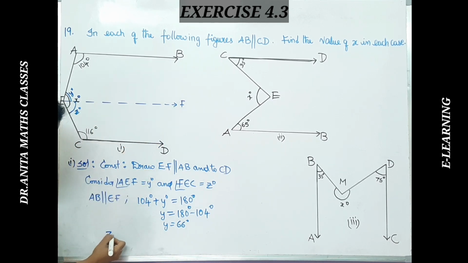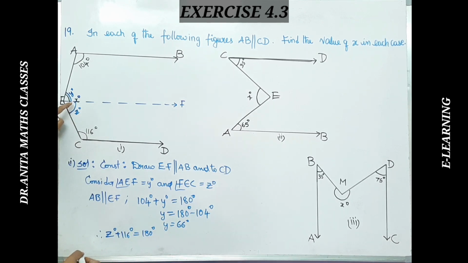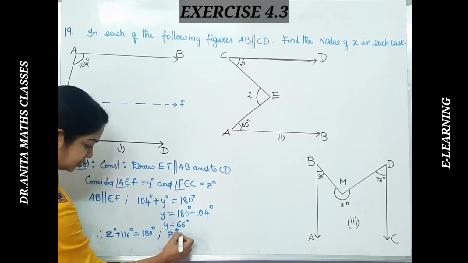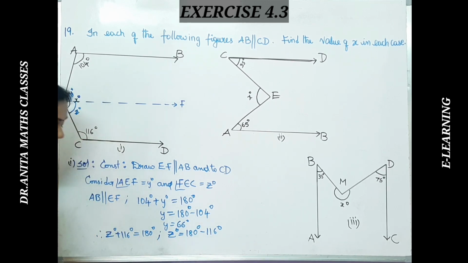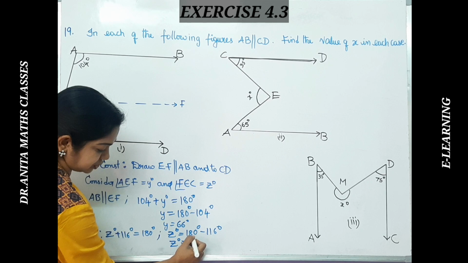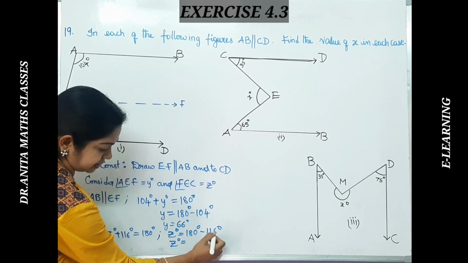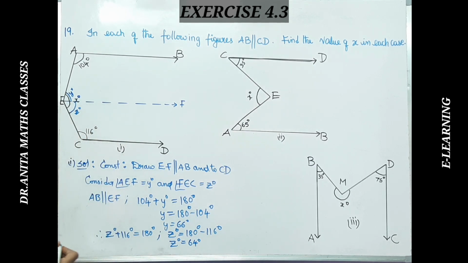Therefore z plus 116 is equal to 180 since they form the interior angles on the same side of the transversal which are supplementary. So therefore z equals 180 minus 116. If you remove 16 from 180, how much do we get? 64, I suppose. Yes, 64 degrees. 64 and 16 comes 70, 80, right?